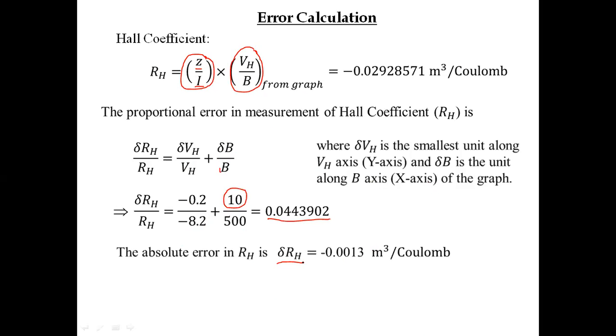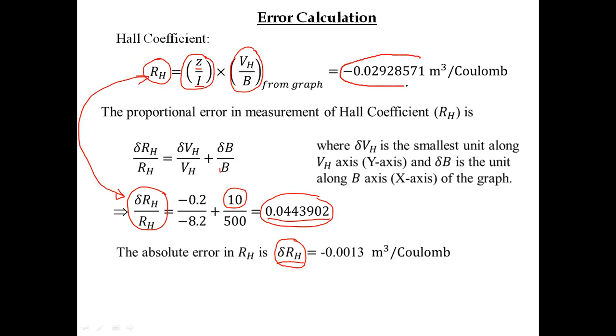The absolute error is delta RH. And what is delta RH? You have to multiply this delta RH by RH into RH. You multiply these two, and you get delta RH. See, your calculator will show many decimal places, but you need to truncate your result up to the required digit. So if you multiply these two, you will get something like this. This is your delta RH.